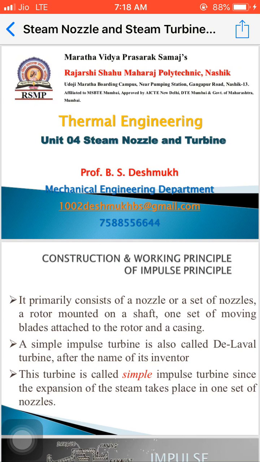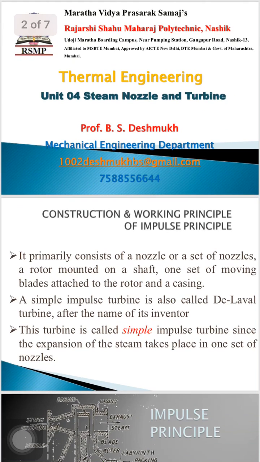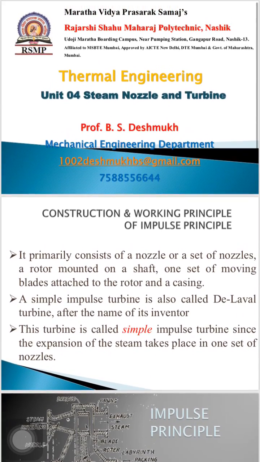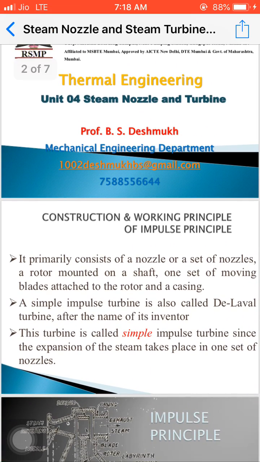Today, we discuss the impulse turbine under the chapter Steam Nozzles and Turbines of Thermal Engineering. Now, we discuss the construction and working principle of an impulse turbine. It primarily consists of a nozzle or a set of nozzles, a rotor mounted on a shaft, one set of moving blades attached to the rotor, and a casing.